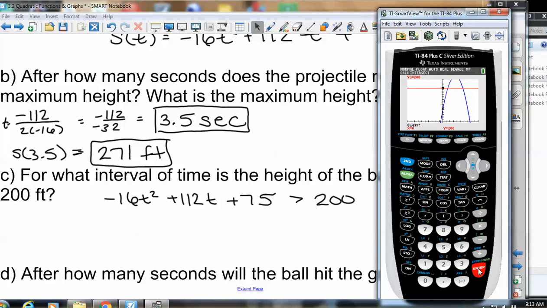Then it asks you for a guess. You just need to use your cursor and get close to the point that we're looking for. So I'm finding this first one. So first curve, enter. Second curve, hit enter. Get close to it and hit enter. And then it says intersection, and it tells us the x value is 1.393. Is that what you guys got?